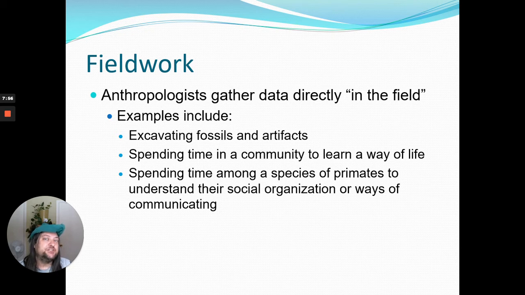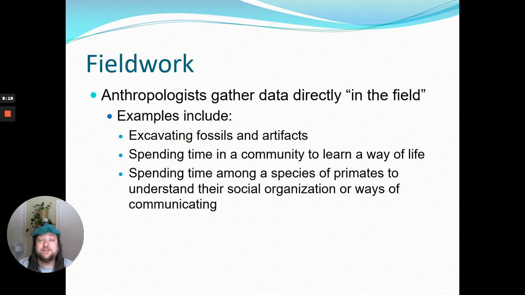So if you're an anthropologist that is interested in studying business culture, you're going to go spend time in business settings and do some observations and some interviews. Or a particular community somewhere in the world. It can be close, it can be far. Different kinds of anthropologists, fieldwork's going to look different for them.